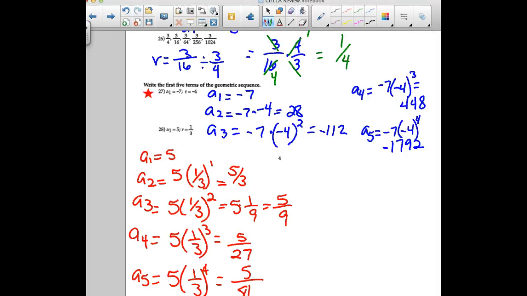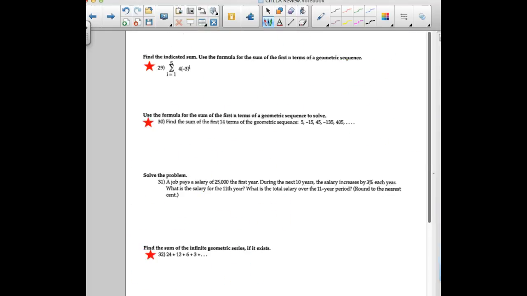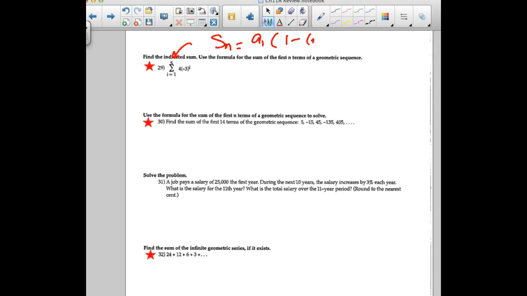All right, last page. Question 29 says, find the indicated sum. Use the formula for the sum of the first n terms of the geometric sequence. So the first thing we have to do is figure out, is this finite or infinite? Because we are stopping after the 5th number there, it is a finite one, so we need our sum for a finite geometric series. So first term times 1 minus our r value to the nth power over 1 minus r.